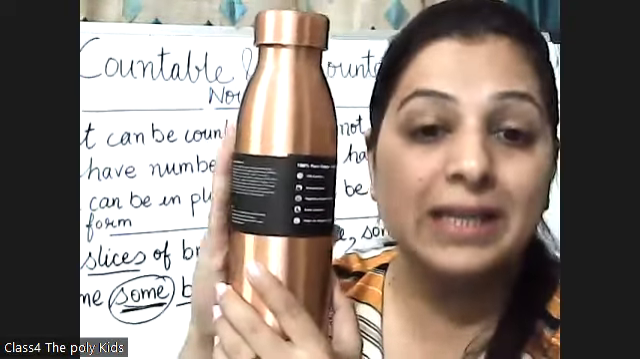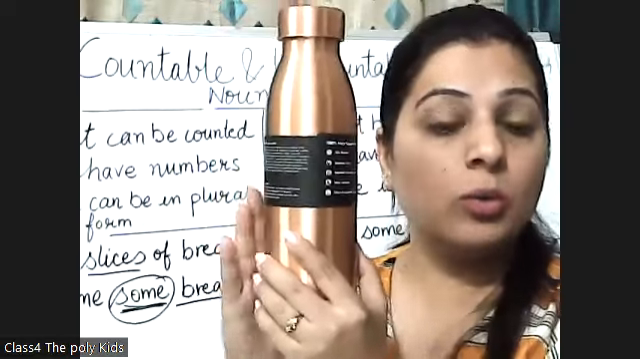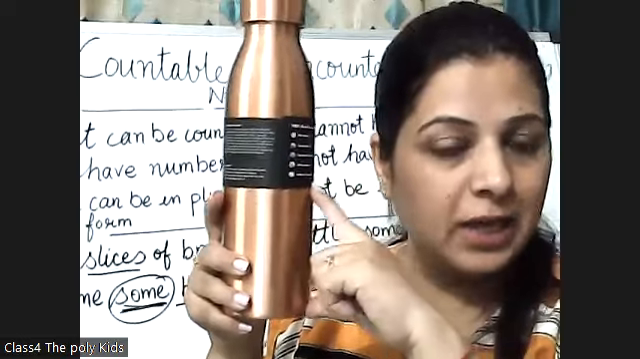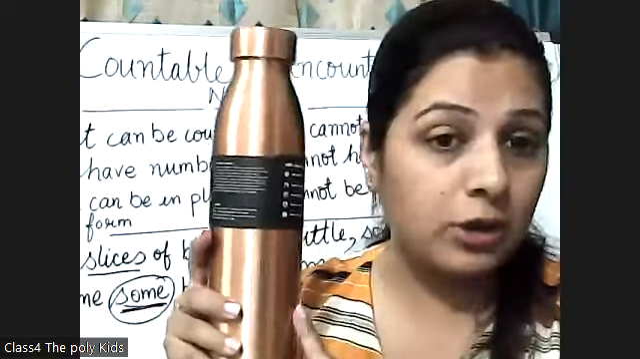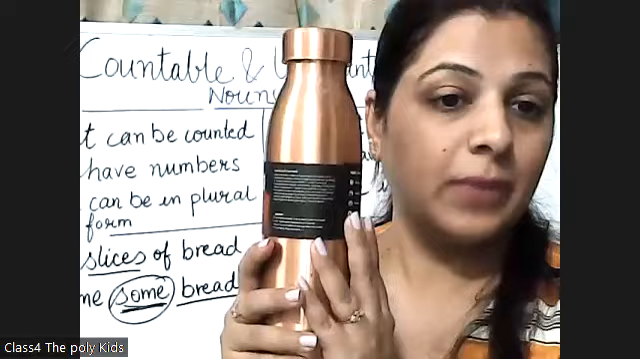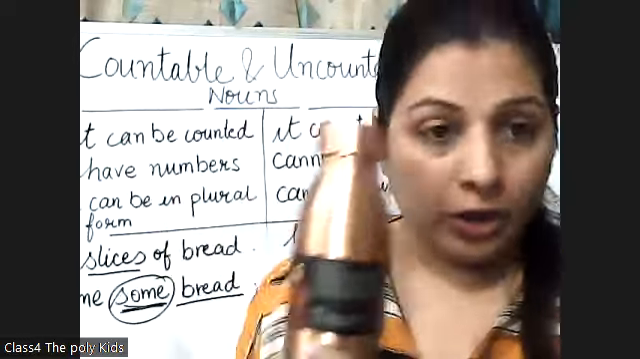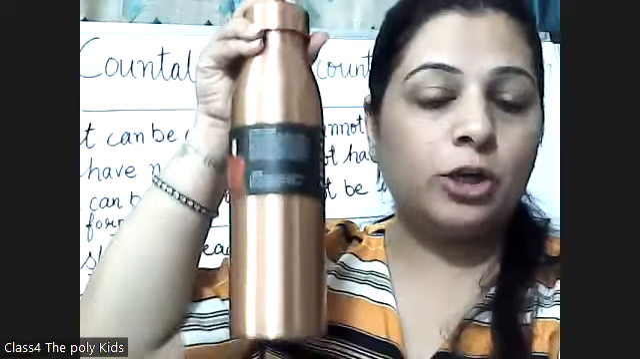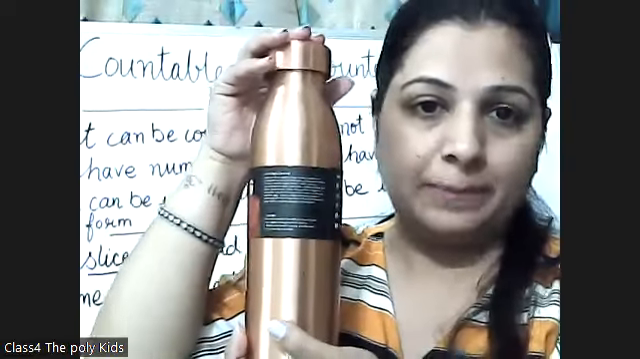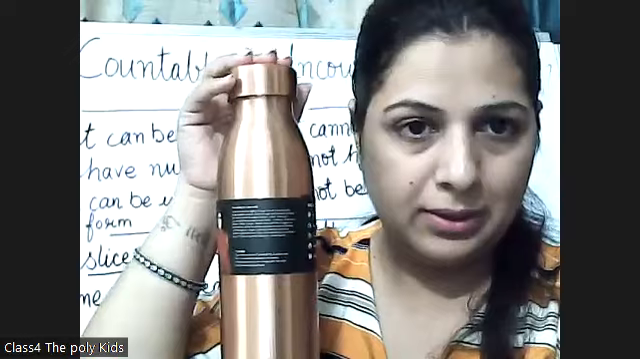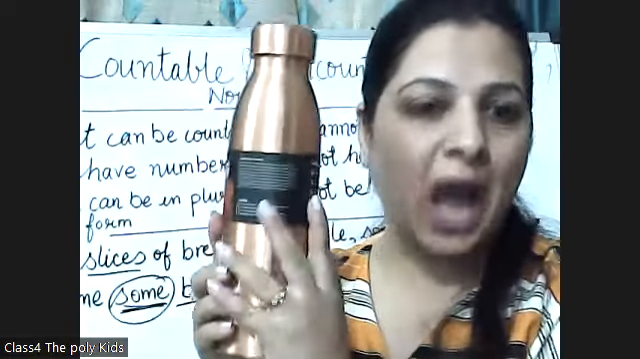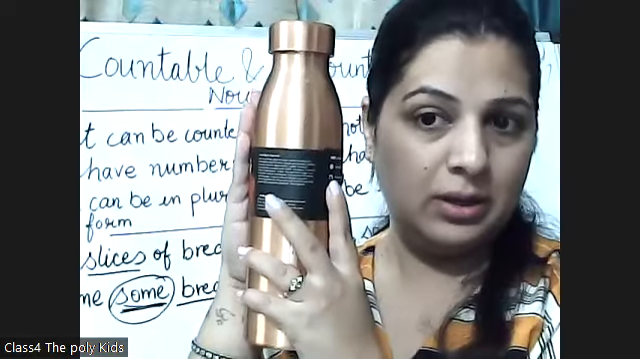I'm not asking in liters. Okay? But you cannot count. You can always say little water, a lot of water. That means it is uncountable. Water is uncountable, and bottle, if I talk about bottle, it is countable. Clear? If I'm talking about only bottle, now this is a noun, this is a thing.